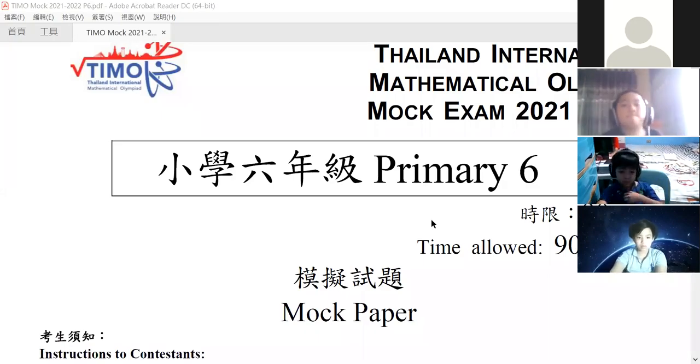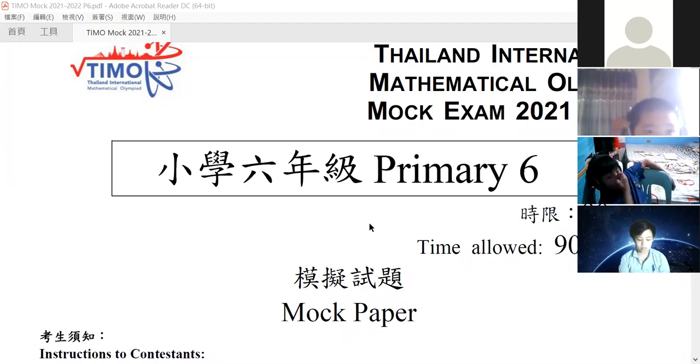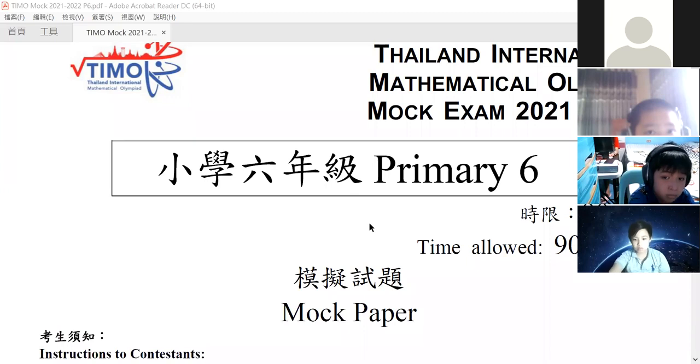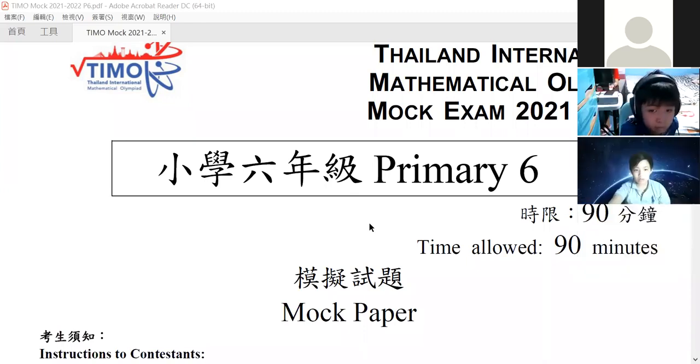Okay, welcome to the Thailand International Mathematical Olympic mock examination 2001 to 2002. This is for the students of primary 6. This paper consists of 30 questions separated into 5 different topics: logical thinking, arithmetics, number theory, geometry, and finally, combinatorics. And you have 90 minutes to finish this paper.